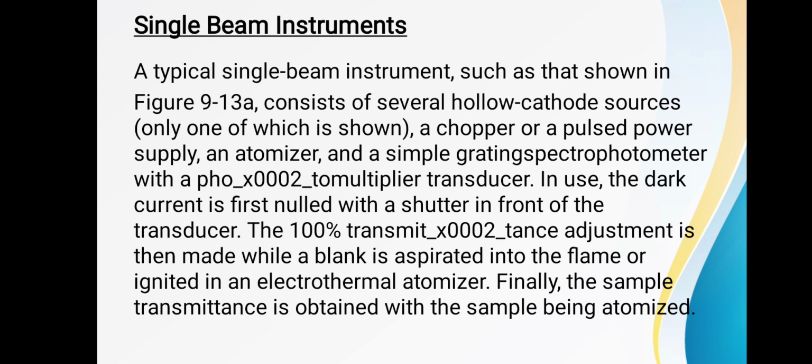In use, the dark current is first nulled with a shutter in front of the transducer. The 100% transmittance adjustment is then made while a blank is aspirated into the flame or ignited in an electrothermal atomizer.